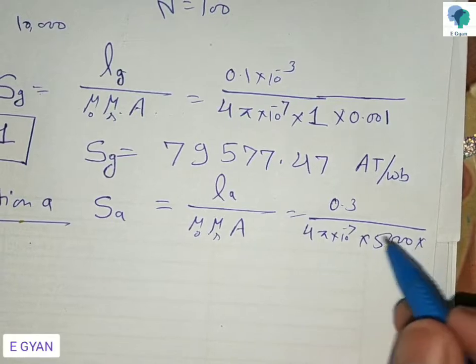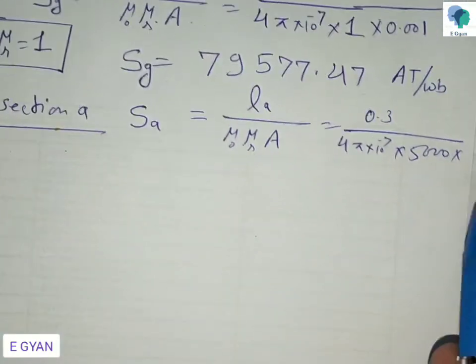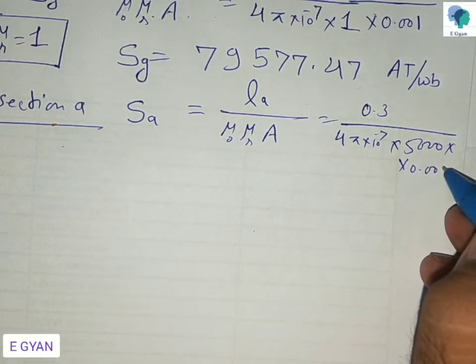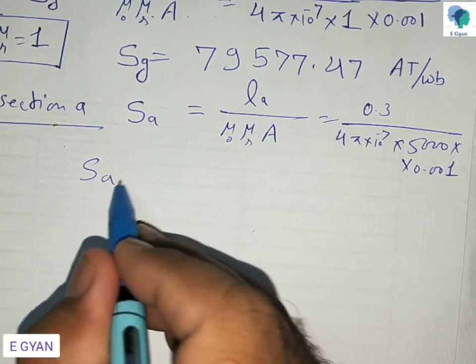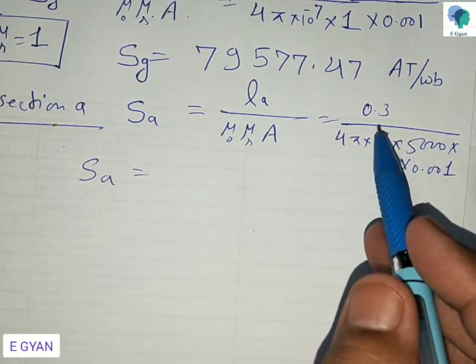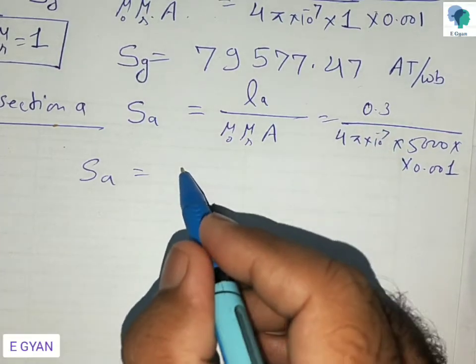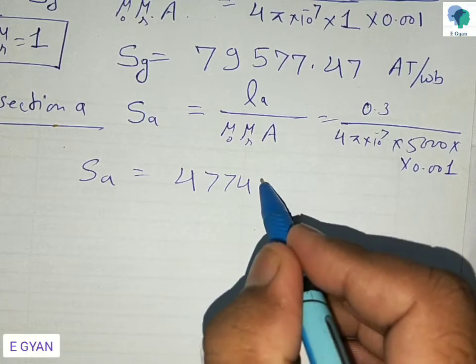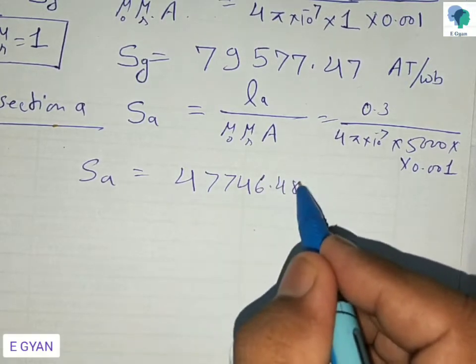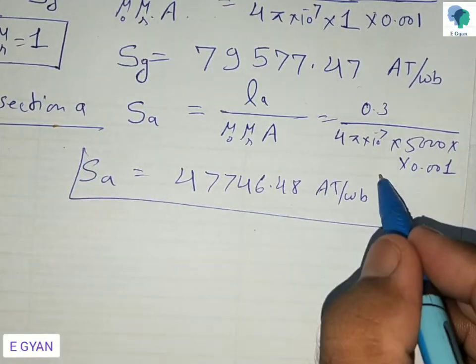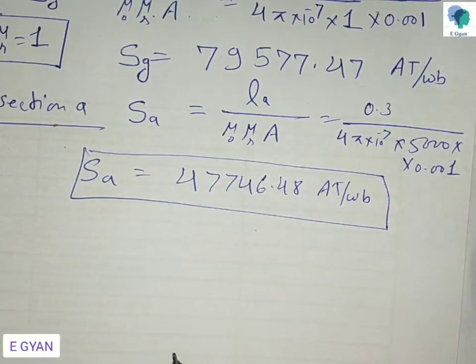5000 multiplied by A. Area is given everywhere the same, 0.001 meter squared. So we are substituting area as multiplied by 0.001. By computing this using a calculator, we are getting S_A as 477,464.8 ampere turn per Weber. So this will be our reluctance for section A.